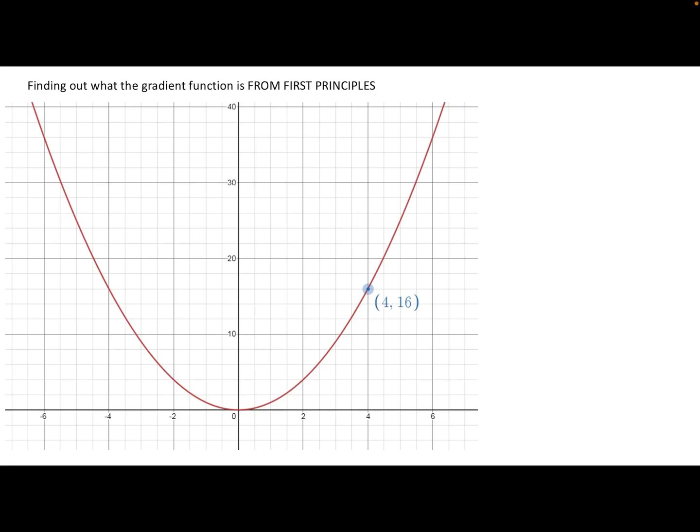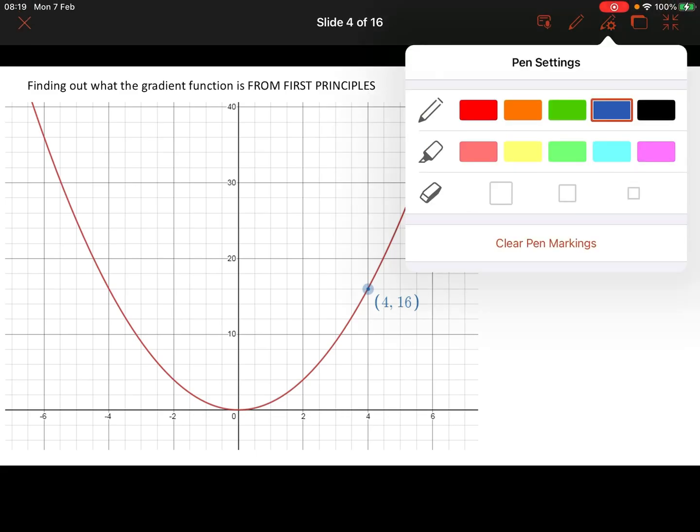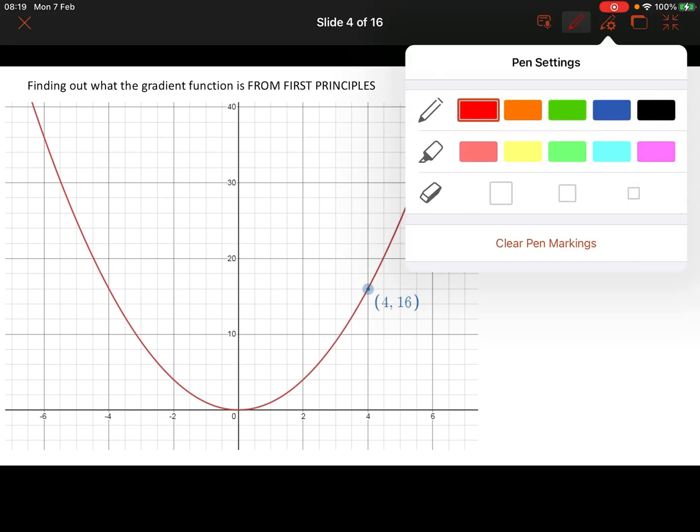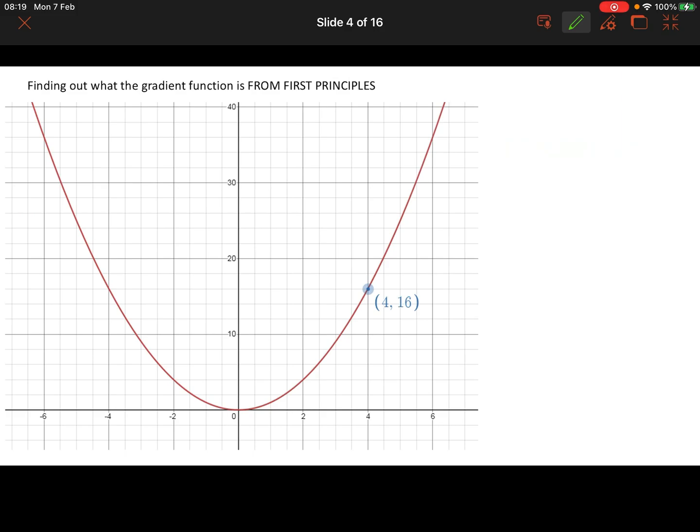Now, what I'm going to do is I'm going to try and teach you how to find out what the gradient function is from first principles. So in order to do that, I'm going to use my friend Desmos. But just to clarify what I'm actually trying to do, I am going to try and find out what the gradient of this curve is. What is the gradient of this curve at the point 4, 16? So what I'm trying to do really is I'm trying to find out what's the gradient of this tangent here. Okay.